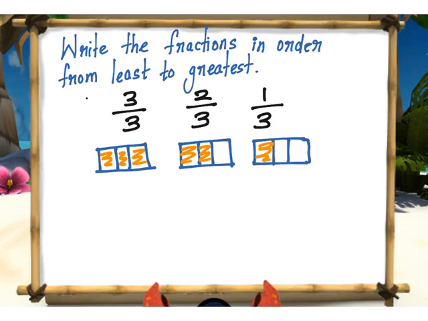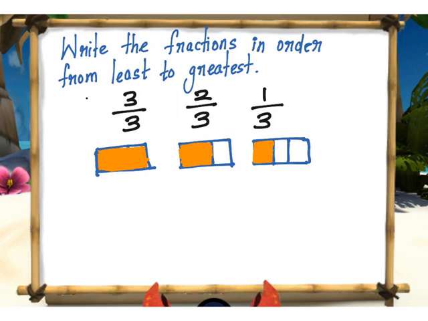So let me shade it neatly. So 3 by 3 will look like this. 2 by 3 will look like that. And 1 by 3 will look like this. So which one is the least? When you see the picture, you can imagine which one is the least. Okay, so the least one is 1 by 3.